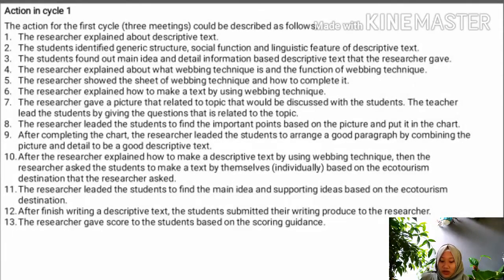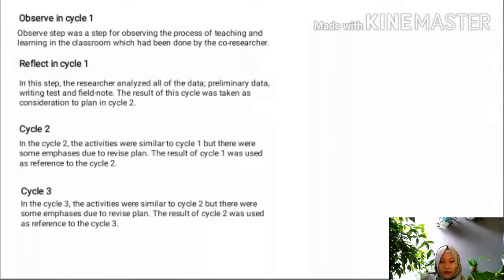And then the researcher led the students to find main idea and supporting details based on the ecotourism destination that the researcher gave. After finishing writing a descriptive text, the students submitted their writing product to the researcher. Last, the researcher gave scores to the students based on the scoring guideline. Observe in cycle 1, based on the field note that had been done by the co-researcher. Reflect in cycle 1: the researcher analyzed all the data, preliminary data, writing test, and field note. The result in this step is taken as consideration to plan cycle 2.